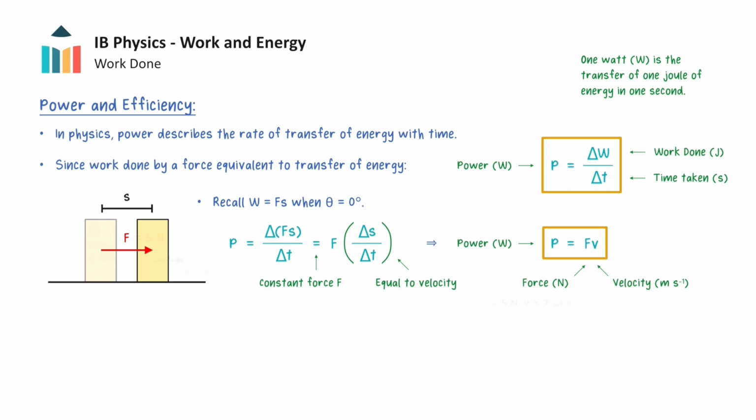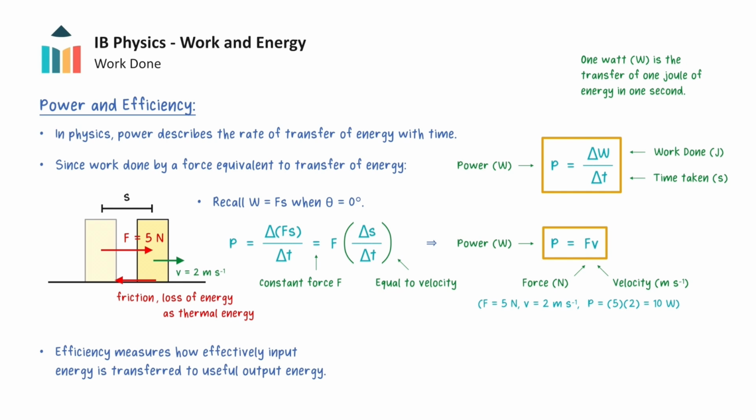For example, if a force of 5 newtons is used to push a box at a speed of 2 meters per second, the power will be 10 watts. This means that 10 joules of work is being done every second. Sometimes when work is done on an object, energy can be lost or dissipated from the system because it is transferred into less useful types of energy, such as thermal energy. The term efficiency is used to quantify the amount of energy that is transferred to useful output energy.